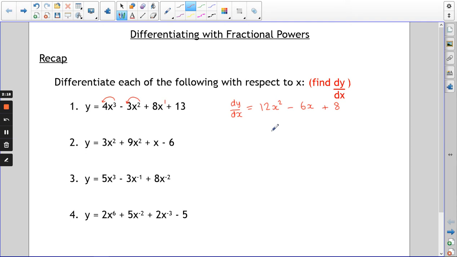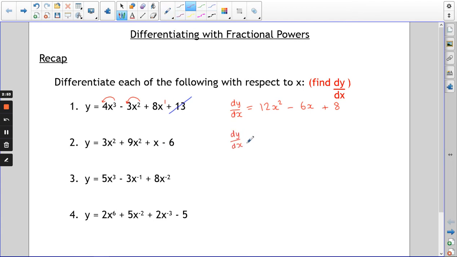And then that number on the end, the plus 13, well, that's x to the power of 0. If you wrote it in, you don't need to do this every time, but if you wrote it in, there's an x to the power of 0 on the end, which is 1. But when you bring the 0 down in front and multiply, well, 0 times anything is 0. And so any number term, any constant, is just going to disappear when you differentiate. Okay, so our final answer would be 12x squared minus 6x plus 8. Okay, on to the next one.